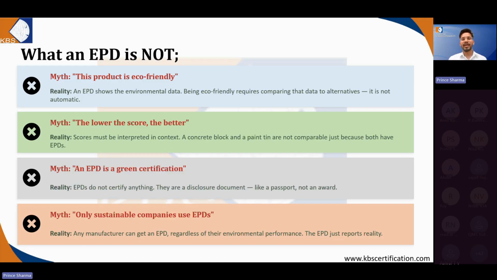A concrete block and a paint tin are not comparable just because they have EPDs. The first thing, if we talk about the concrete block, is that there is the functional unit, so you need to also compare the functional unit. You need to compare different aspects of the manufacturing process, or the stages that are being included in the EPD or the life cycle assessment study. So the lower the score, the better the product? No, that is not always the case.